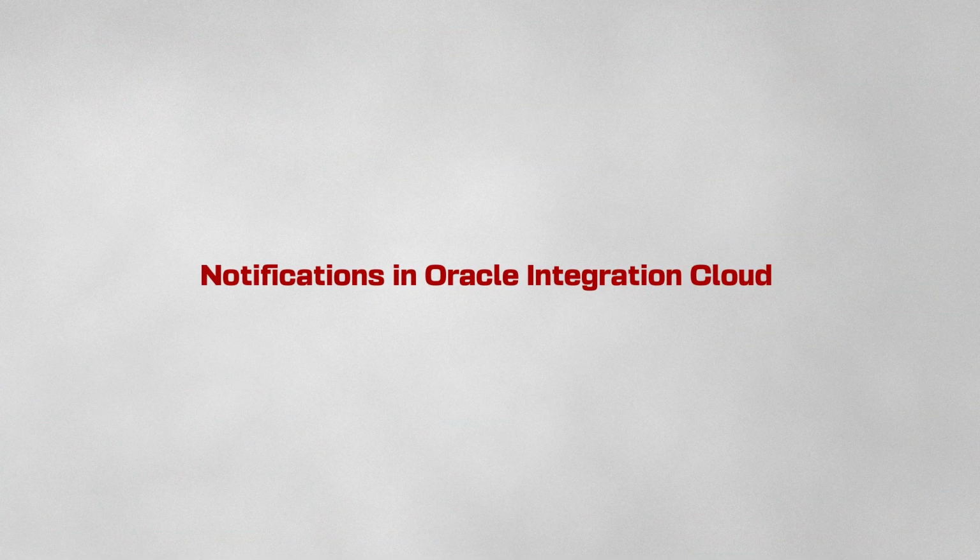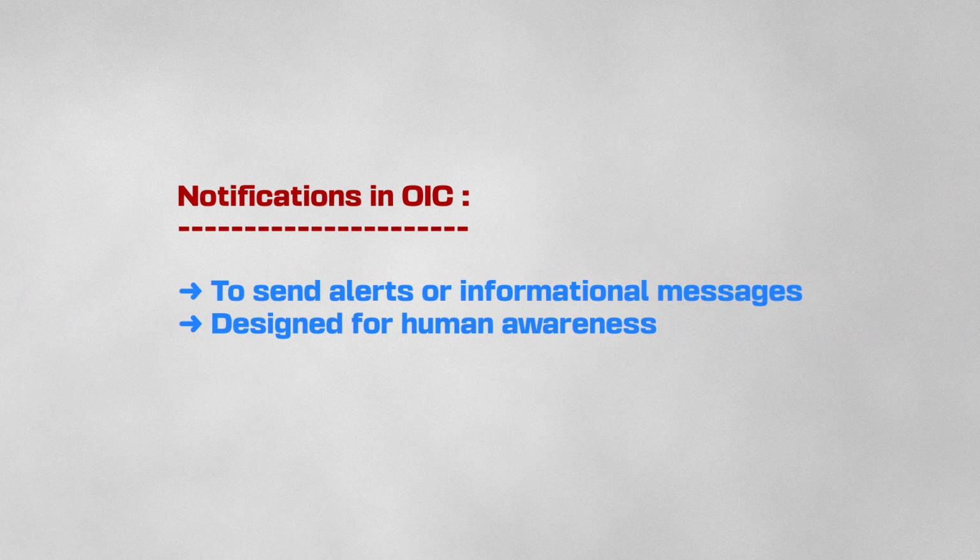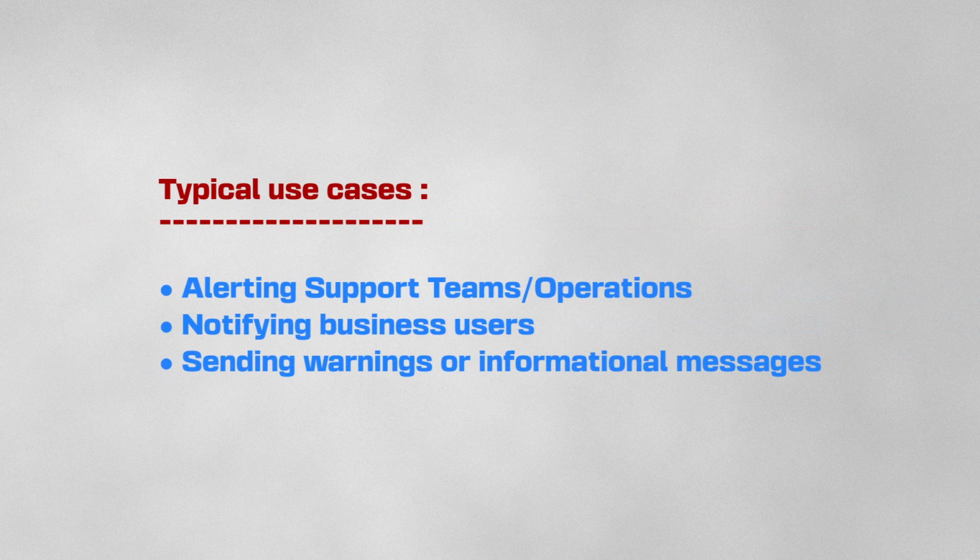In today's video, we will learn about notifications in Oracle Integration Cloud. Notifications are used to send alerts or informational messages during the runtime execution of an integration. They are primarily designed for human awareness, not for system-to-system communication. Typical use cases include sending alerts to the support team about failures, notifying business users about critical integrations or critical flows, and sending warnings or information messages from integrations.